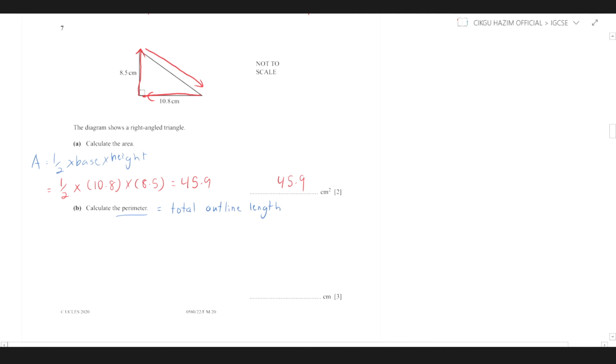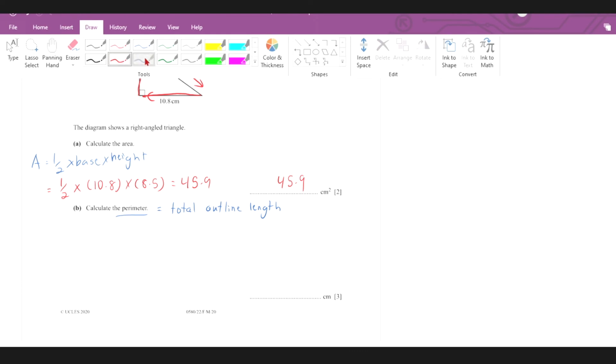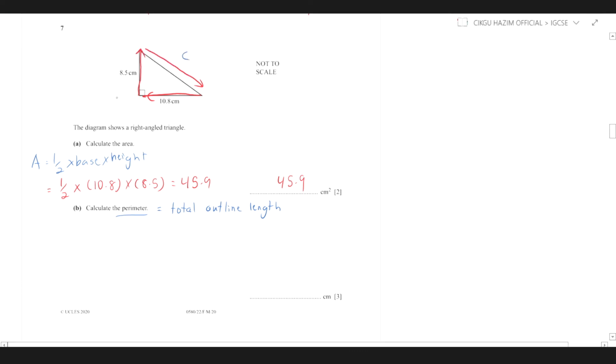So to find the hypotenuse, we need to remember the formula, which is the Pythagoras Theorem. The formula is c squared equal to a squared plus b squared. The a and b position doesn't matter. a could be 8.5, a also could be 10.8, but it doesn't matter. What matters here is the position of c. So a could be here, b also could be here, not a problem. So we need to apply this formula to find the length of c.